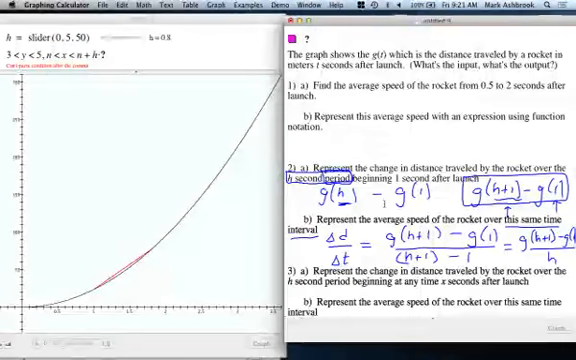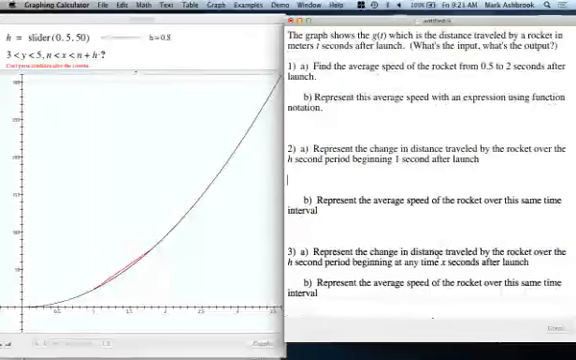Okay, see if we can do better. So we're getting less and less specific values and more just variables that can represent any value. So here's the last one here. Represent the change in distance traveled by the rocket over an h-second period beginning at any time x seconds after launch. And then represent the average speed of the rocket over the same time interval. So now that we've done number 2, see if you can do number 3. Go.